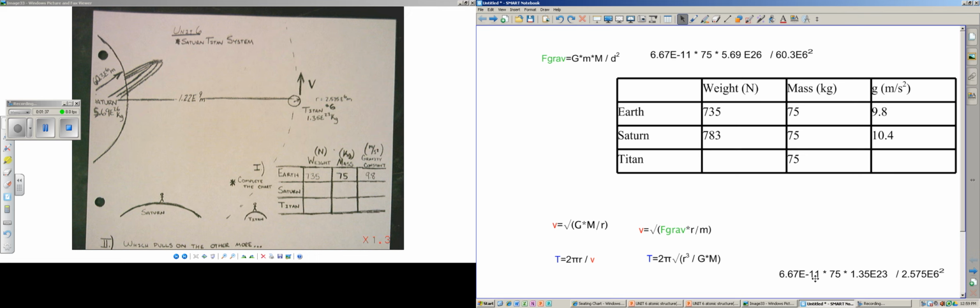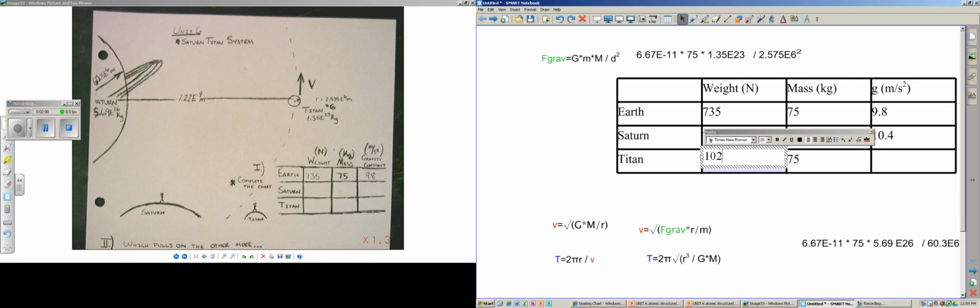So we go through the same process. Now what we're going to do is use this in our equation. So we use the gravity constant 6.670 times 10 to the negative 11 times the mass of the person, 75, times the mass of the moon, Titan's mass, and then divide by the distance squared again. This time for an answer we come up with 102, and we then divide by 75 and we get our gravity constant of 1.36.